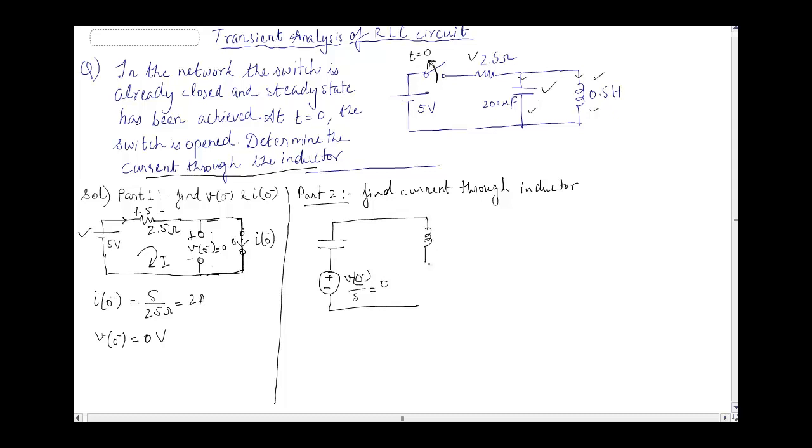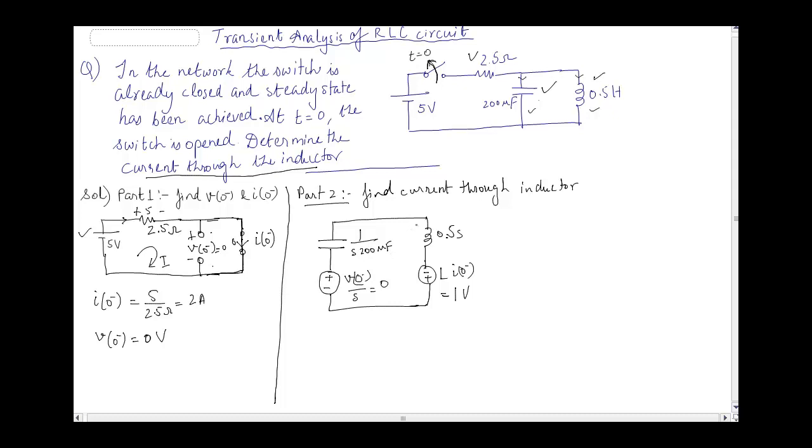Next, the inductor with a voltage source, but with the direction of current, the polarity will be opposite. And here we know it is L I naught, which is, now what is the value of L? 0.5, isn't it? So 0.5 into I naught, which is 2, will give us 1 volt. And this one is going to be 0.5 S, and this one is going to be 1 divided by S into 200 microfarad.